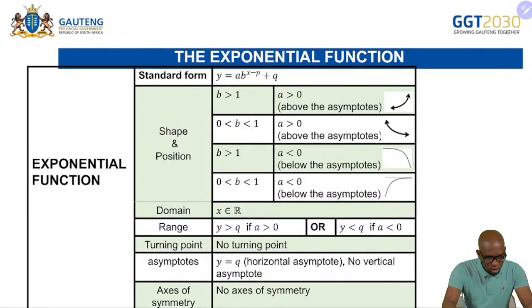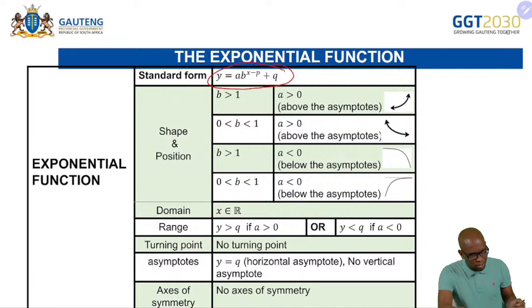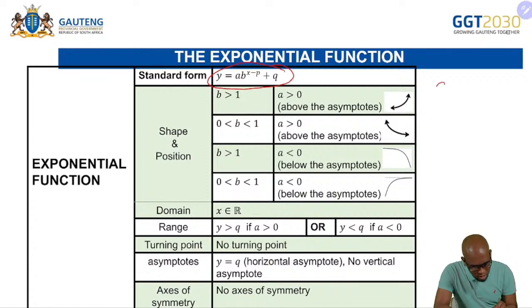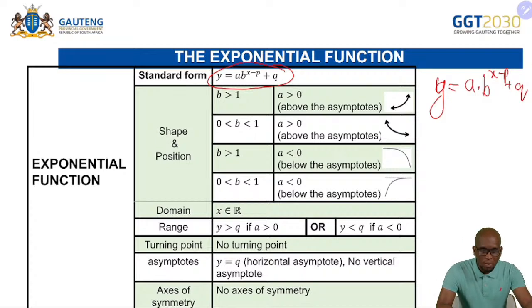Right, moving along, we are now dealing with an exponential function of this form: y is equal to a times b raised to x minus p, plus q. So it has both horizontal and vertical movement. The shape of this exponential function would depend on both the values of a and the values of b.